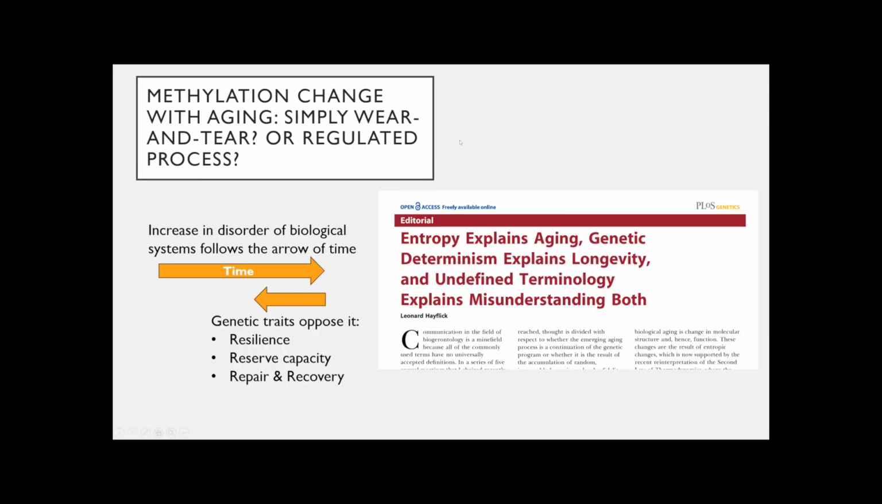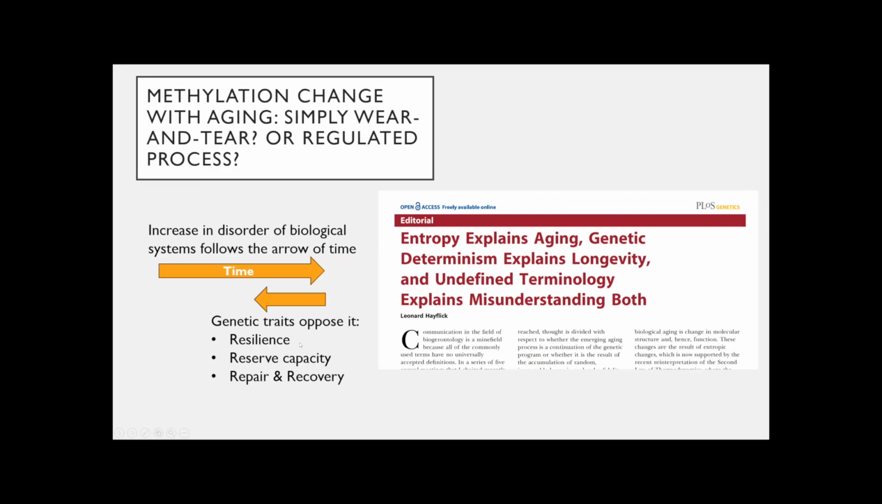So then the question is, does this simply represent a random process, like a random accumulation of error? Because when people think about entropy, they're thinking about randomness, right? Or is it a regulated process? So there's this idea that the increase in randomness in complex biological systems is inevitable because it's simply following the arrow of time, the second law of thermodynamics.